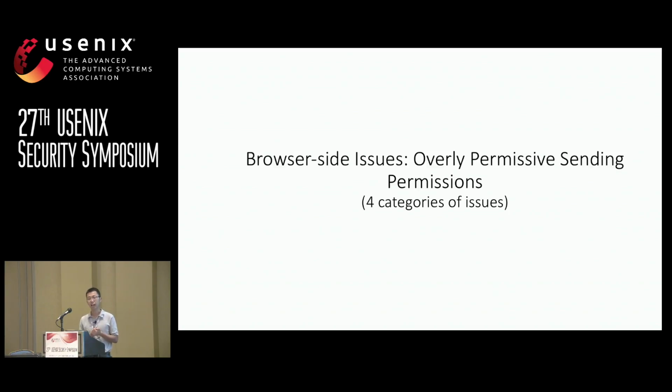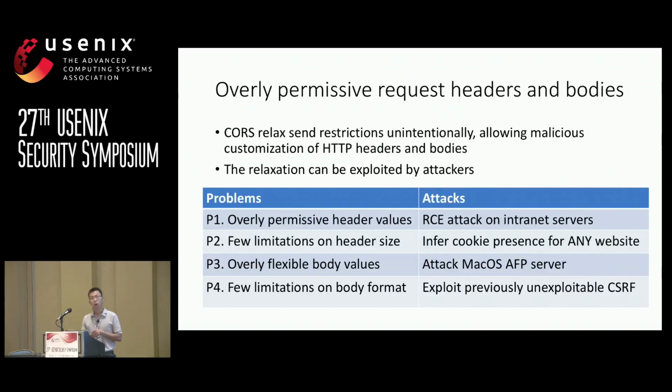We studied the CORS design and implementation, and we found many security issues. We first talk about the browser-side issues. CORS allows simple requests to be sent freely by default. But the scope of simple requests in fact relaxes sending permissions, allowing malicious customization of HTTP headers and bodies. We found four types of attacks exploiting these relaxed sending permissions, and here we only talk about the first three of them.